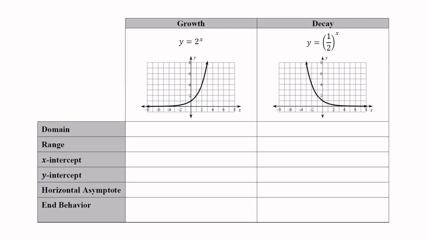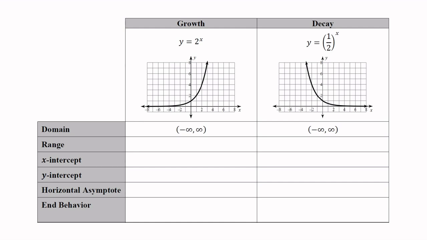So our domain for our exponential growth function 2 to the x is negative infinity to positive infinity, but so is our domain for 1/2 to the x, which is our decay function. So you'll notice domain is always going to be negative infinity to positive infinity, whether you have growth or decay.